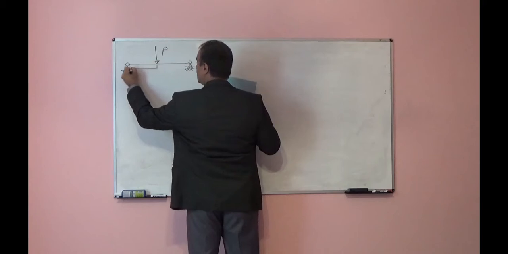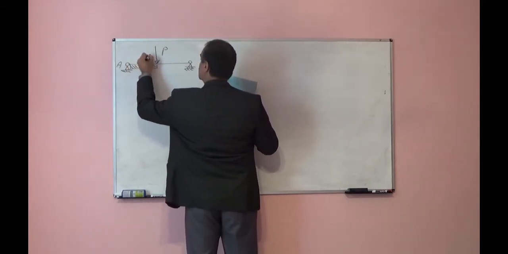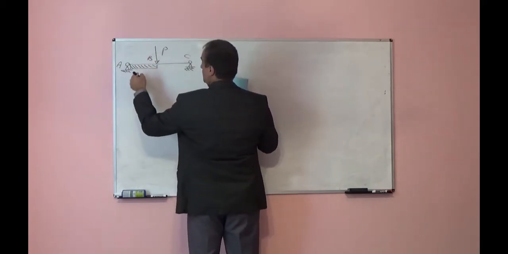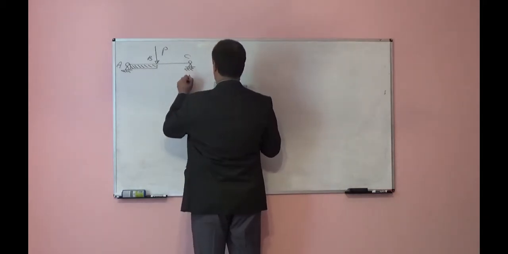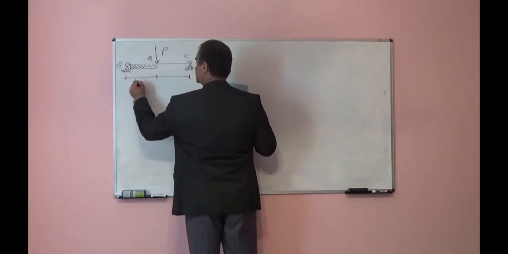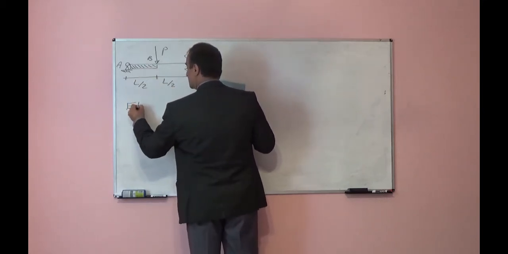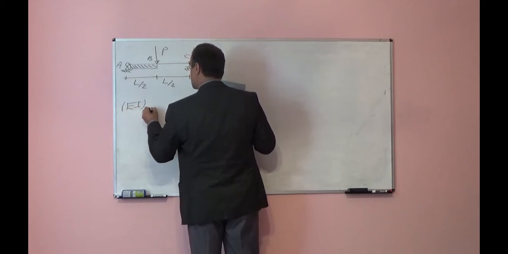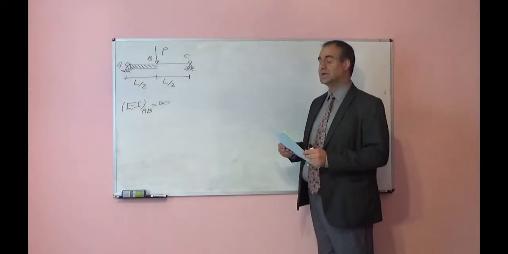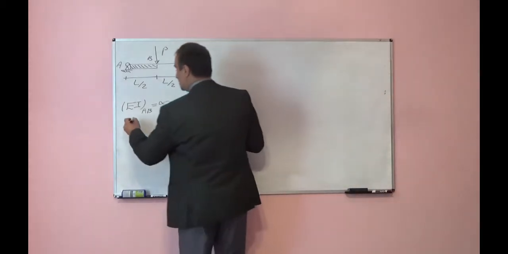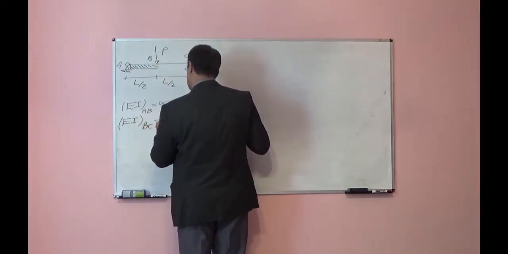But half of the beam is rigid, meaning EI from A, B, C, if I name it ABC, point load is at point B. From here to here, it is L over 2, L over 2. But EI for the AB part goes to infinity, meaning the cross-sectional area is very big. EI for the BC part is constant.